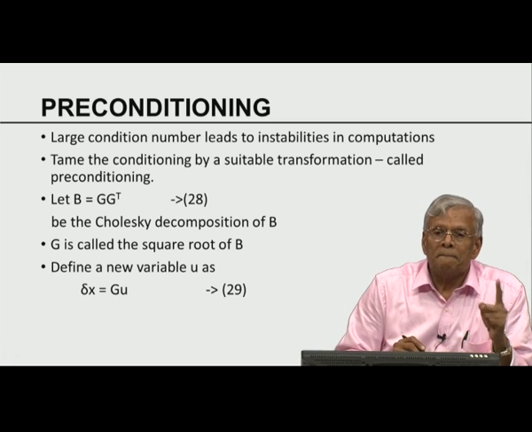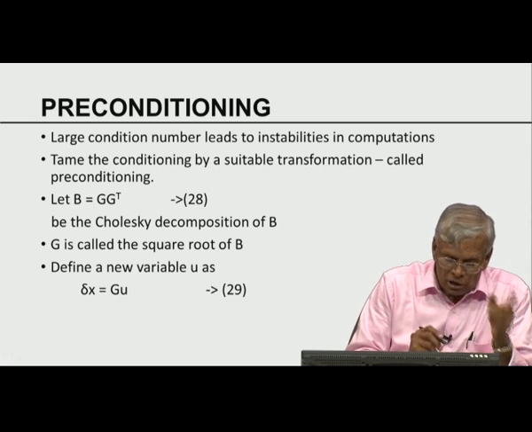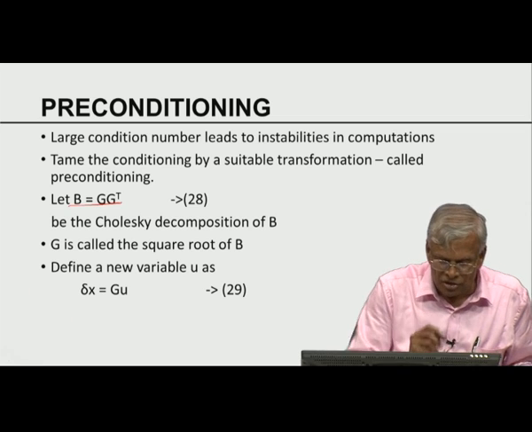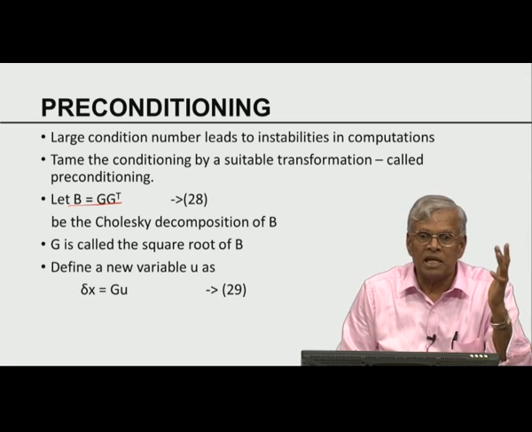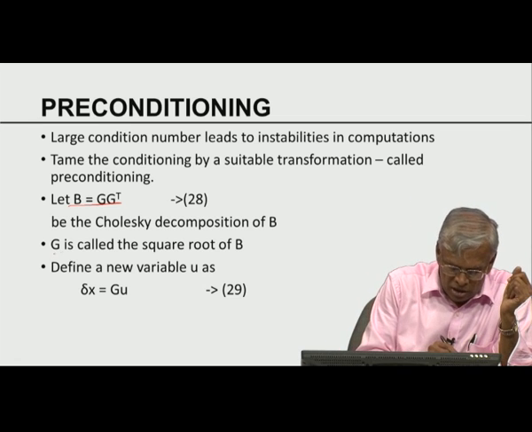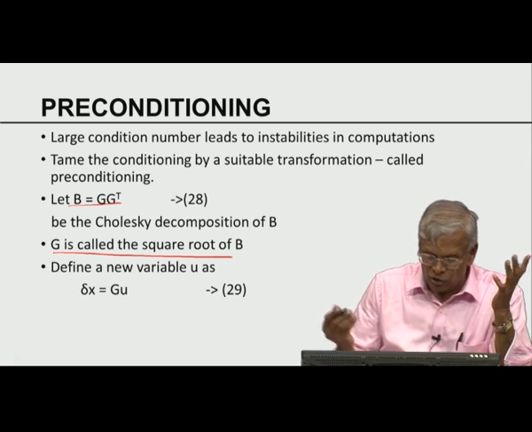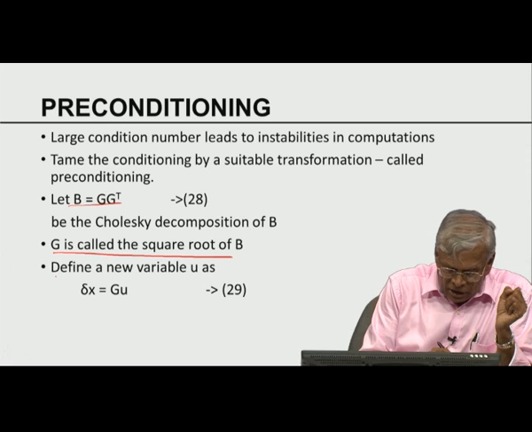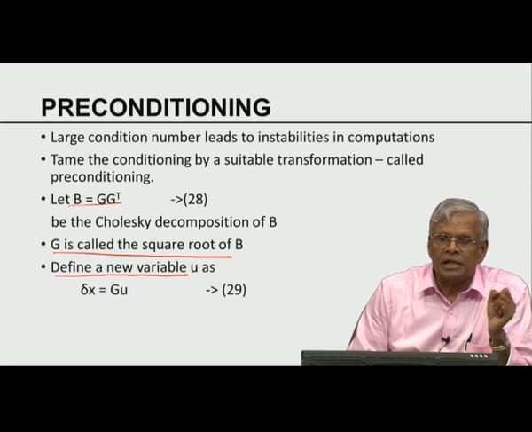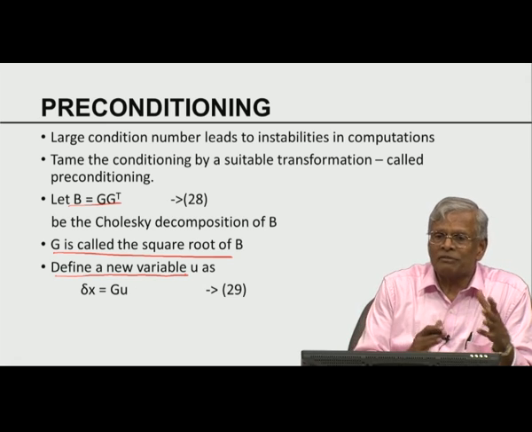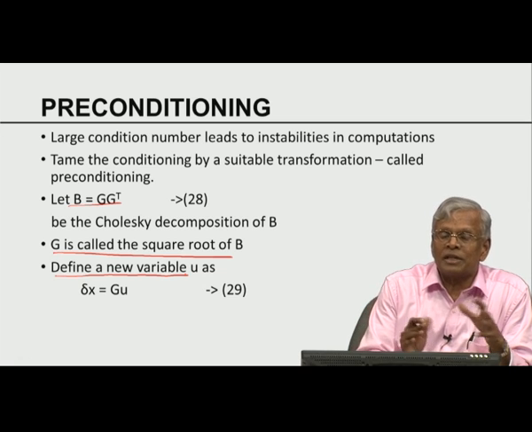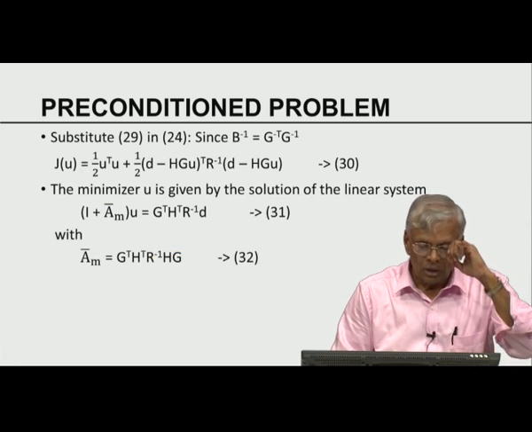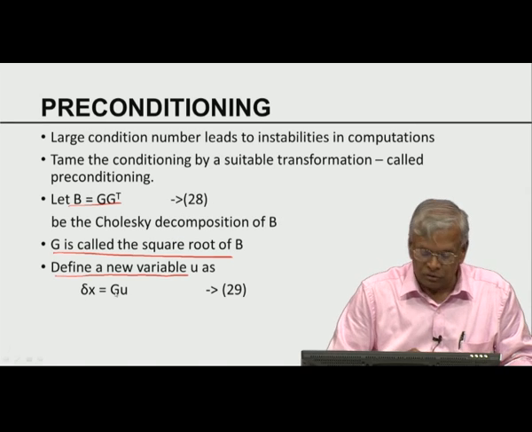So we have assumed B is known, we have assumed R is known. If B is known, let us pretend I know the Cholesky factors G, G transpose. Every SPD matrix has a Cholesky decomposition. So G is also called the Cholesky factor or a square root of B. We have already seen that when we did that. So I am now trying to define a new variable U in terms of delta x. You can think of this as a linear transformation or as a preconditioning transformation, whichever way you want to call it. So with this, delta x is equal to GU.